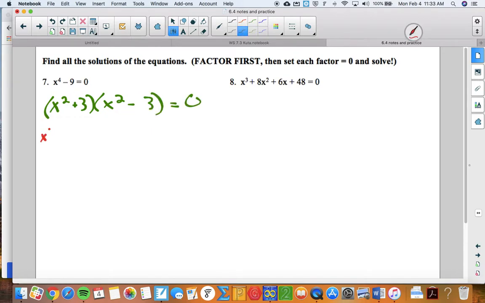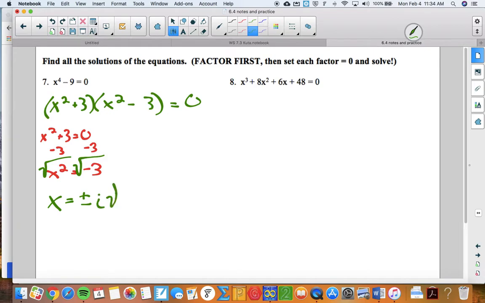And now you set each factor equal to 0. So x squared plus 3 equals 0. I'm going to solve that by subtracting 3, and then I get x squared equals negative 3. So then I square root that, and I'm left with x equals, remember when we square root we get a positive or negative answer. Remember when we square root a negative, an i comes out. And then the square root of 3 I can't break down anymore. So there's one answer.